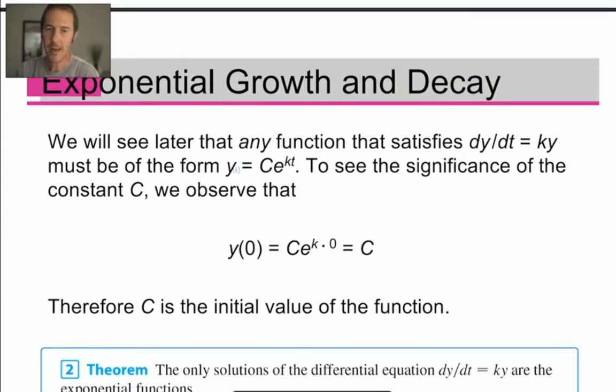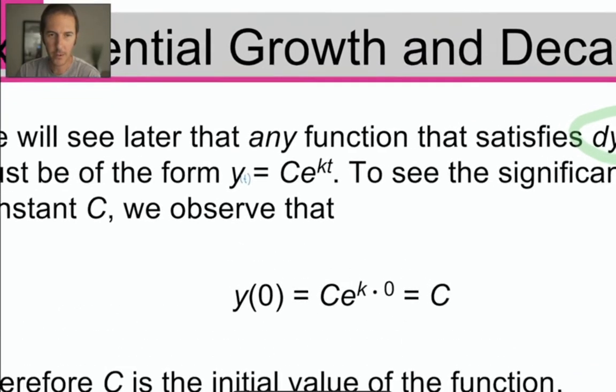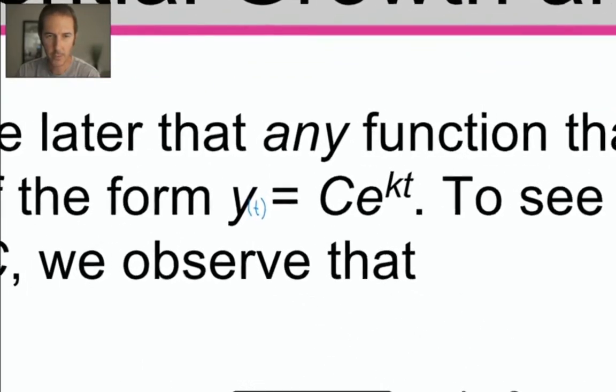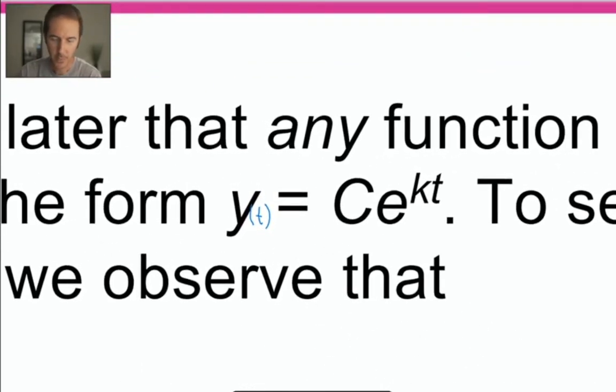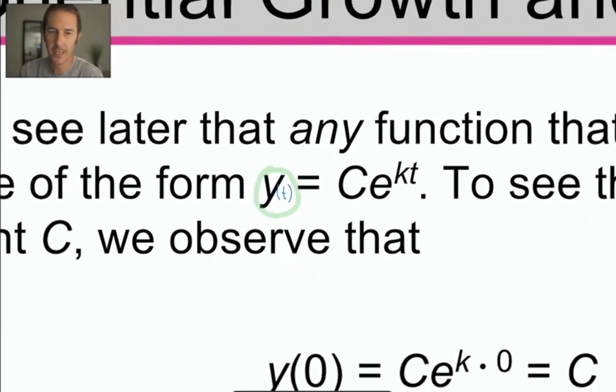The c value is something that has to be calculated, so I want to talk about that for a moment. We see later that any function that satisfies this relationship must be of the form, and then I went in here very small. I had to zoom way in to write this. I much prefer that this is, instead of just saying y equals, I like this to say y of t equals c times e to the kt.